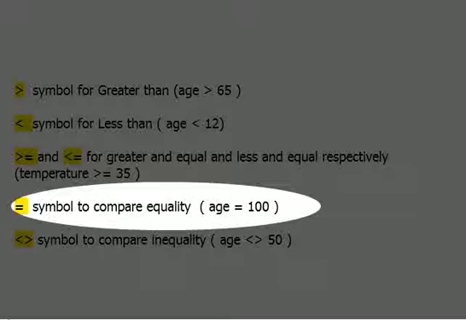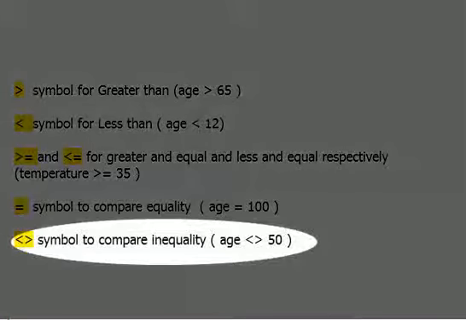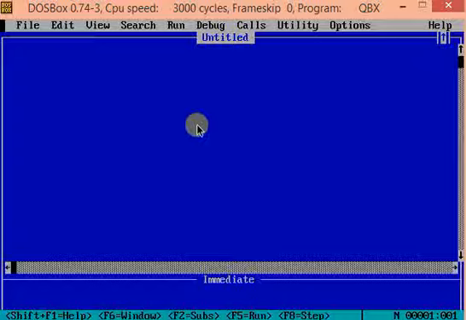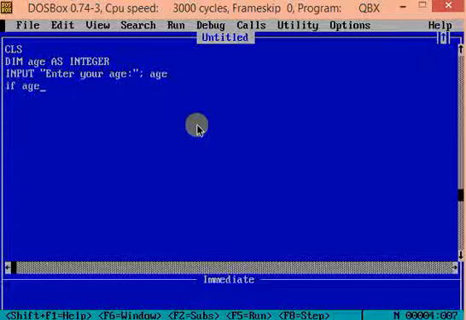This symbol is to compare equality. Age is equal to 100. This symbol is to compare inequality. Age is not equal to 50. Let's write the code that compares the age. First, we declare the variable age as integer. CLS, dim age as integer. Then we will input the age from the user. If age is greater than 65, then print you are old.